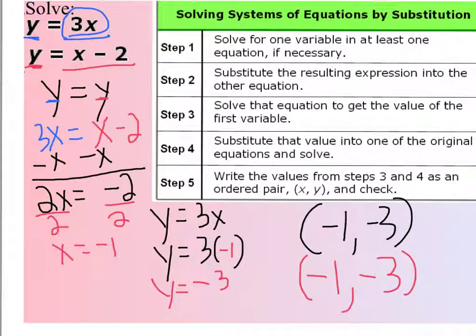Now look, they match. So we were able to solve this system of equations by using the substitution method and not the graphing method. We got the same answer. When you state your answers, please make sure you do it as an ordered pair.